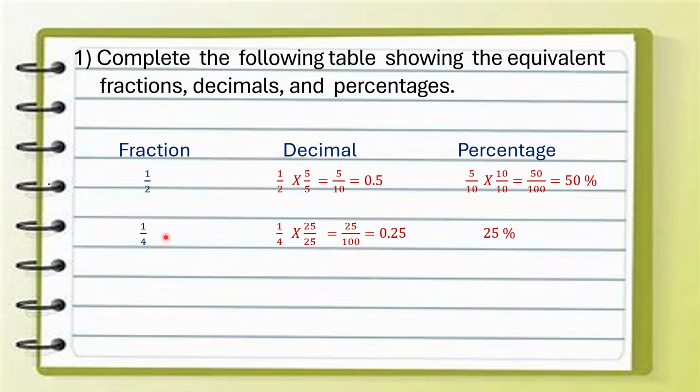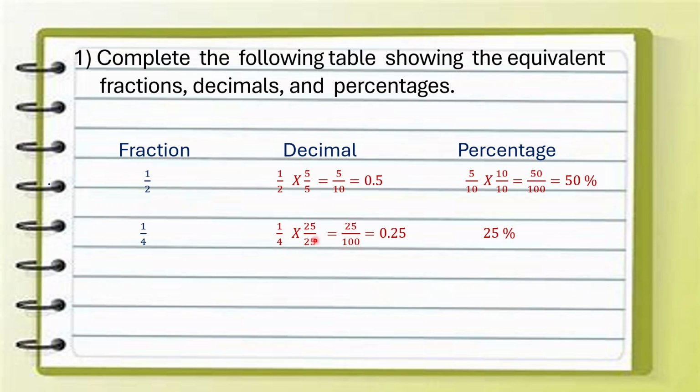Now next sum is 1 by 4. Now 1 by 4, we are multiplying by 25 by 25. Why am I multiplying 25 by 25? So I am making the denominator 100. Can we make the denominator 10 with 4? No, we can only make the denominator 100. So 4 into 25, it's 100.